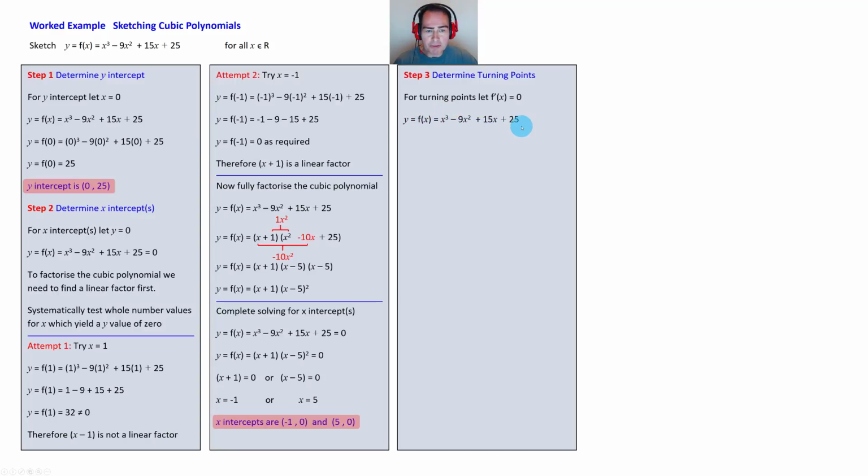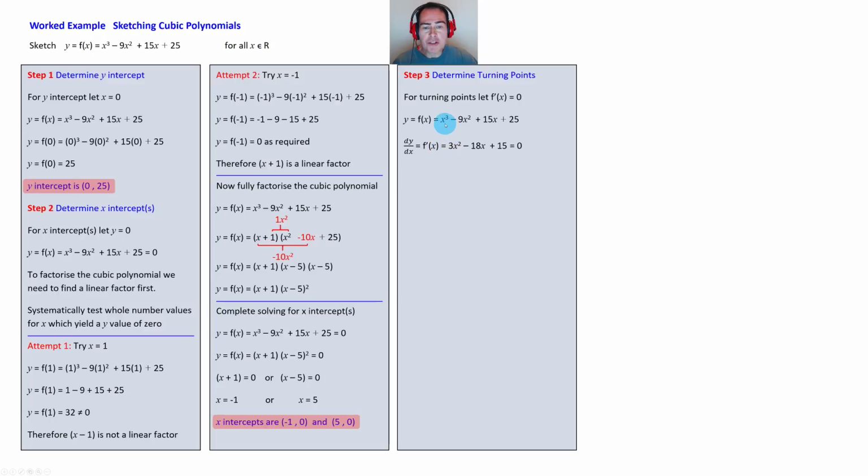There's our original function. The gradient function represented by f dashed x, or alternatively the notation dy over dx. dy dx is a notation that represents difference in y over difference in x, or change in y over change in x, or gradient. Again, f dashed x is the functional notation.